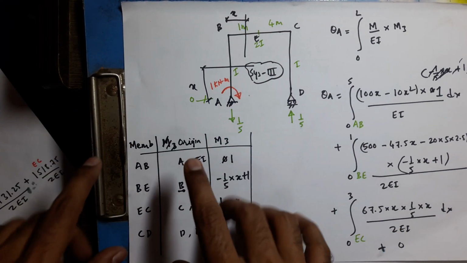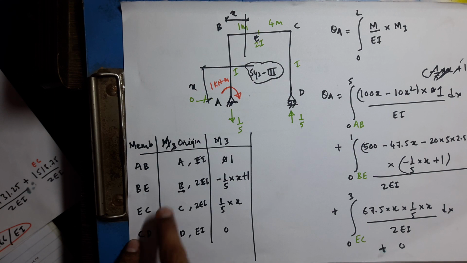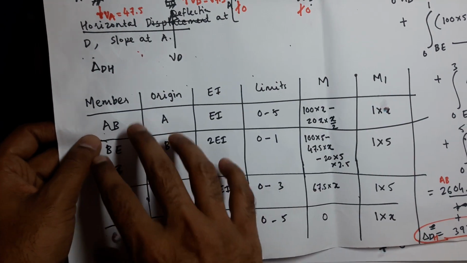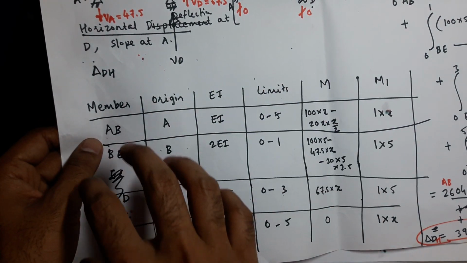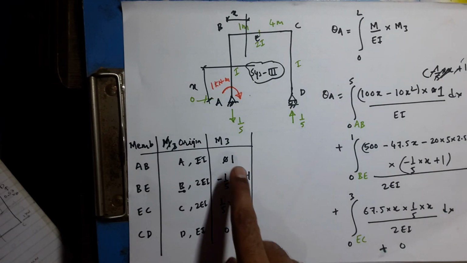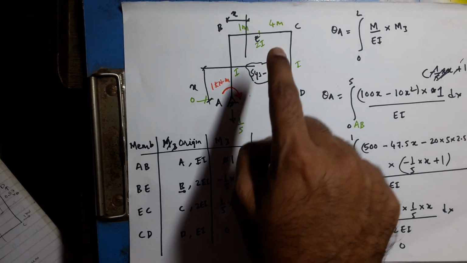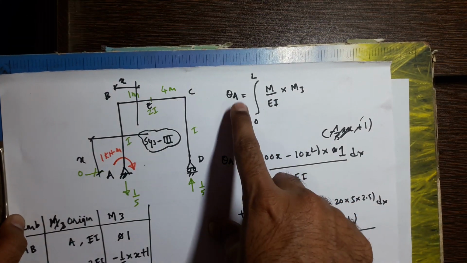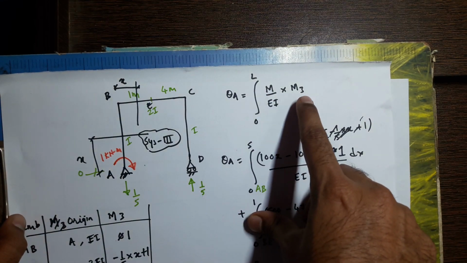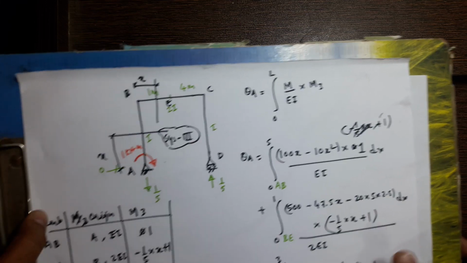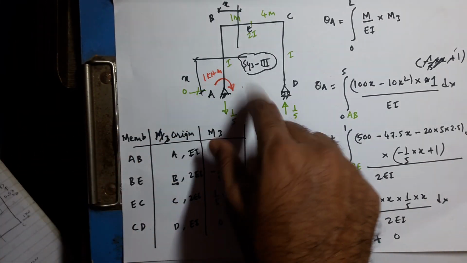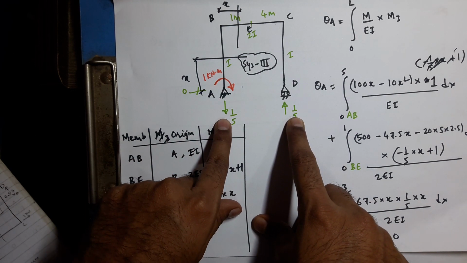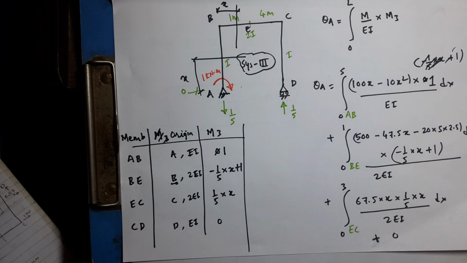Already we have defined the members, and we have also defined the origin. We know the limits. You don't have to change this parameter; it will remain the same. Only you have to calculate M3, the moment developed in system 3, and by this formula we can find the slope at A. You know M. You have to find M3 for each and every member. After application of this unit moment at A, you will get some reaction. You can easily find the reaction by using equations of equilibrium.